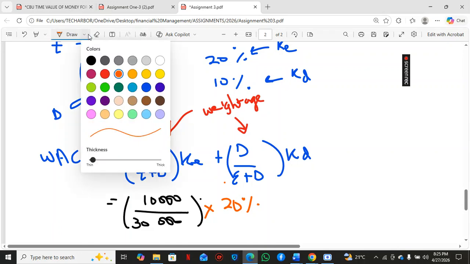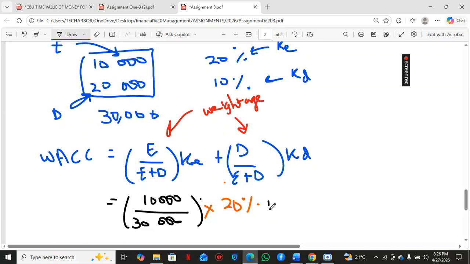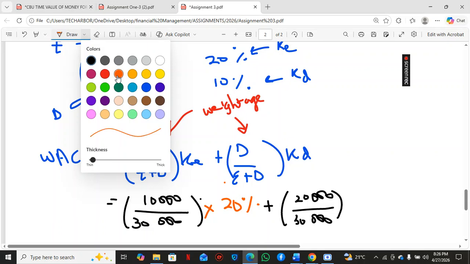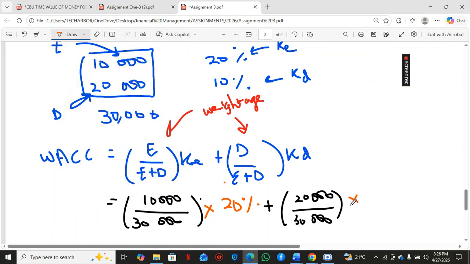Then you're going to get the weightage of the debt. Out of this 30,000 that you've raised, what percentage is debt financing? So you're going to say 20,000 over 30,000. And this weightage of debt, you're going to multiply it by the cost of debt, 10%. So here, as you can see, the weightage of the source of financing is multiplied by the cost of the financing.